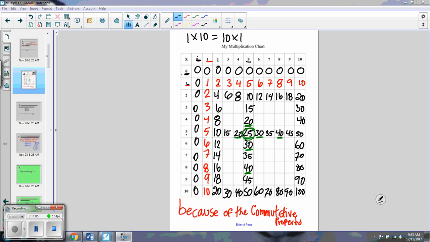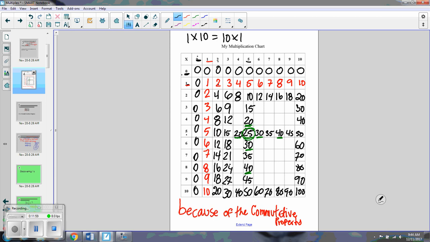2 times 3 is? 6. What is 3 times 3? 9. 3 times 4? 12. 3 times 5? 15. 3 times 6? 18. 3 times 7? 21. 3 times 8? 24. Count on if you don't know. 3 times 9? 27. And this is an easy one. 3 times 10? 30.